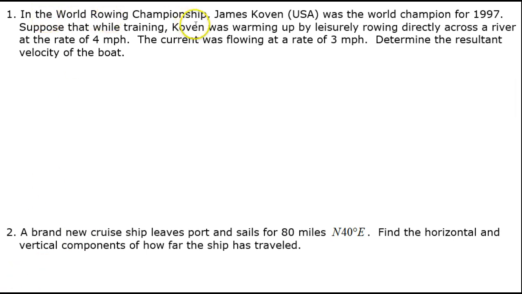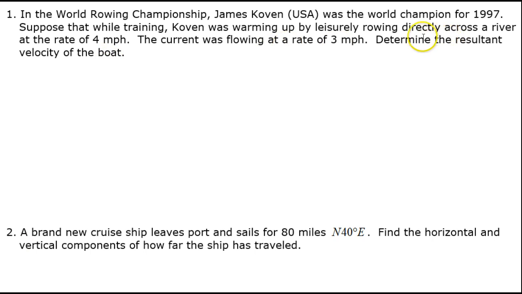In the World Rowing Championship, James Coven was the world champion for 1997. Suppose that while training, Coven was warming up by leisurely rowing directly across a river at a rate of 4 miles per hour. The current was flowing at a rate of 3 miles per hour. Determine the resultant velocity of the boat.